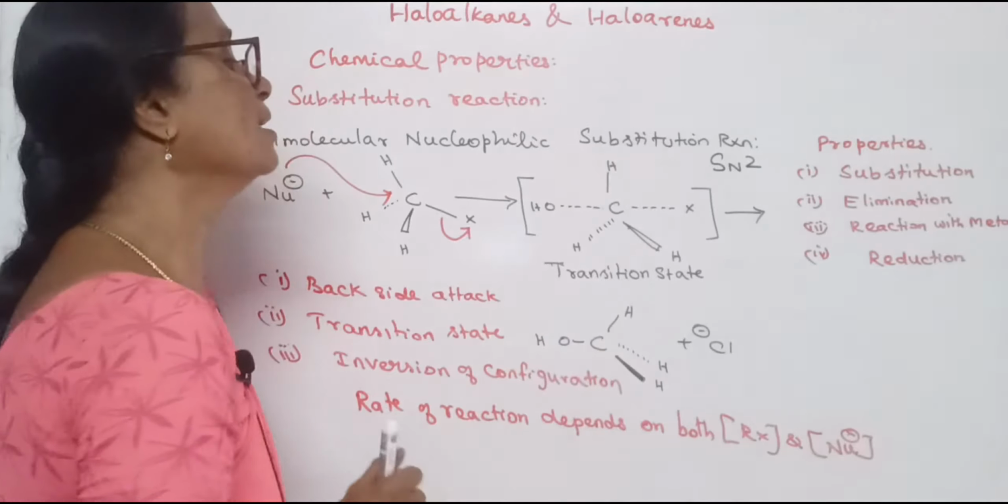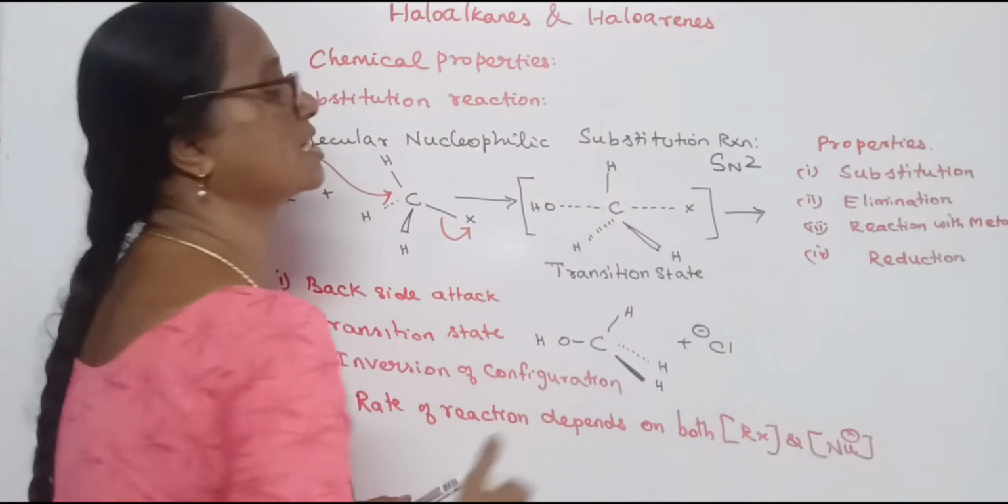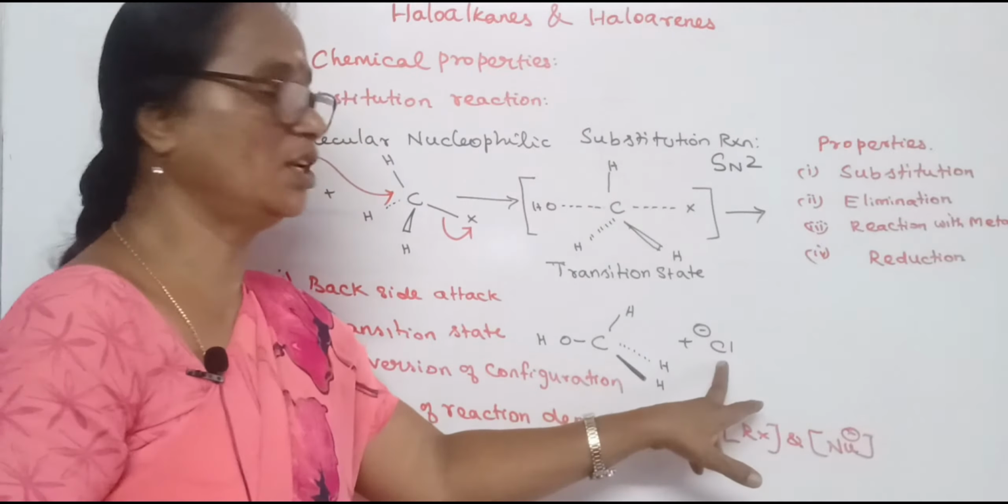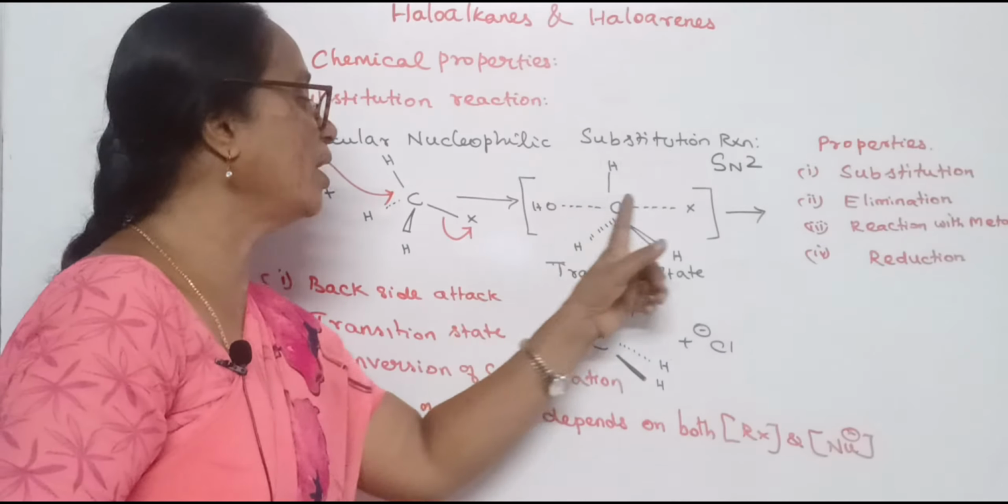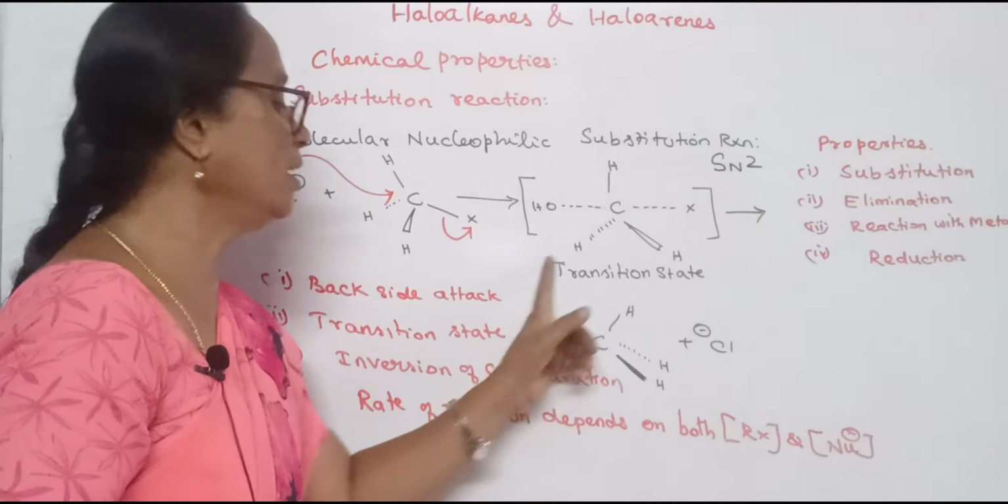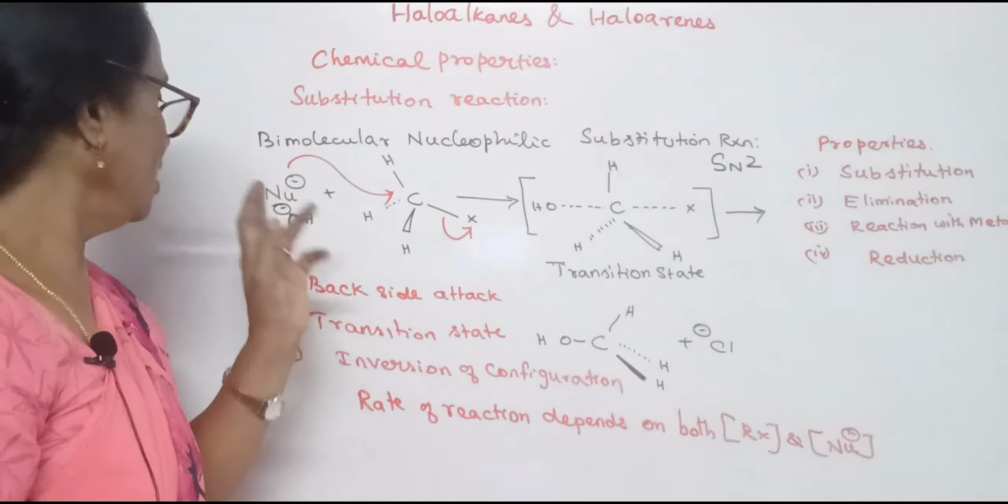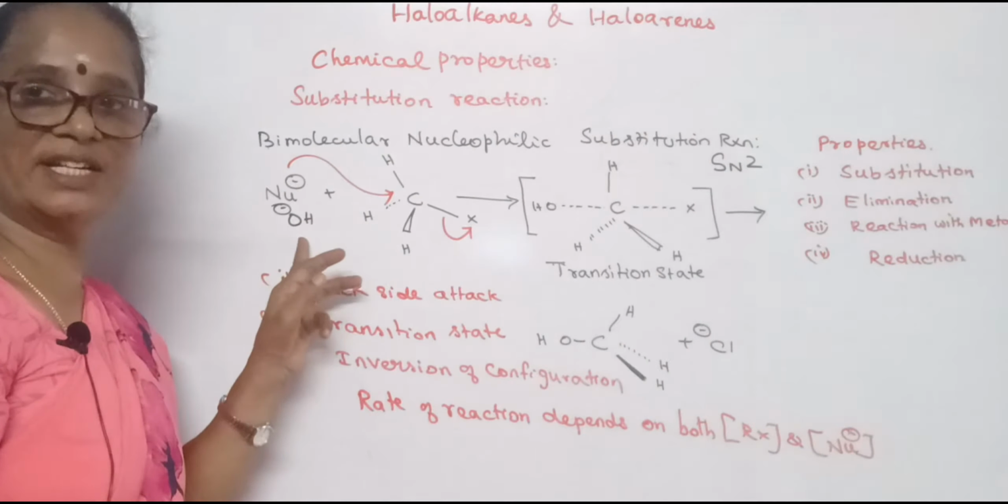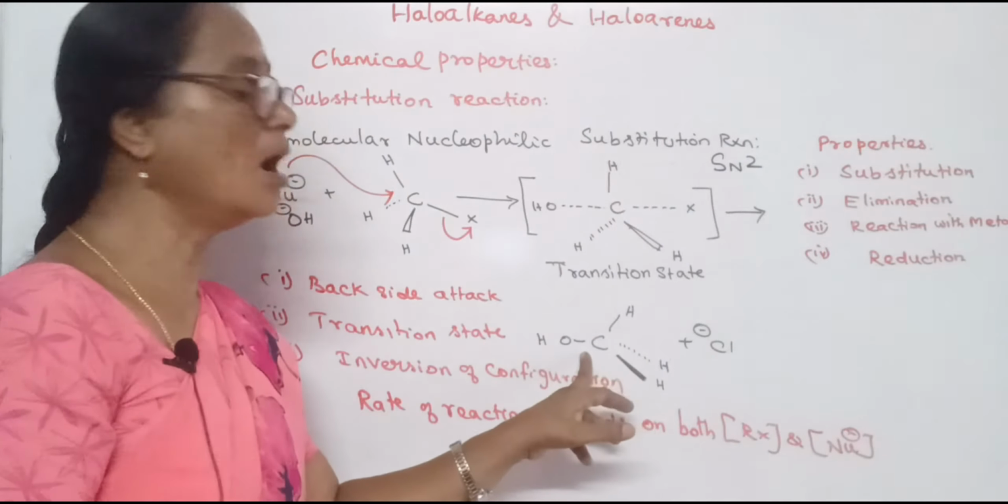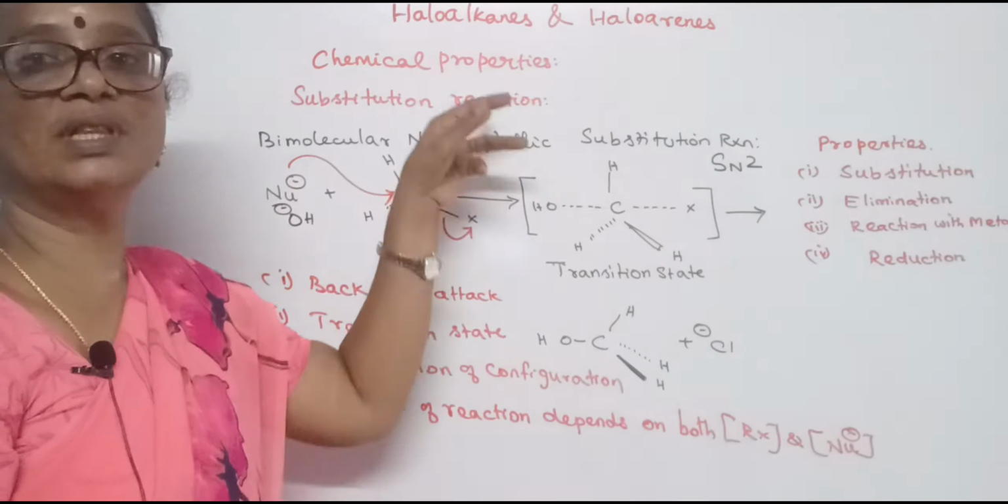So finally, the halogen takes away the shared pair of electrons, thus it makes chloride ion, and the OH that seeks the carbon forms alcohol. So if the nucleophile is OH minus, then we will get alcohol as the product of the reaction.